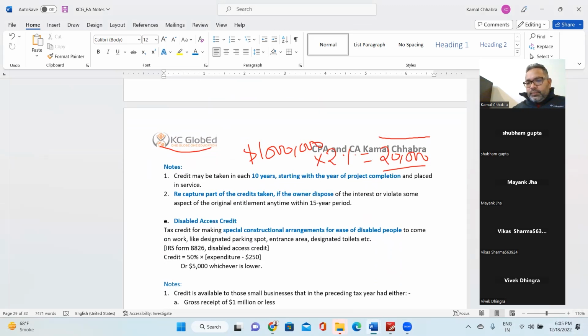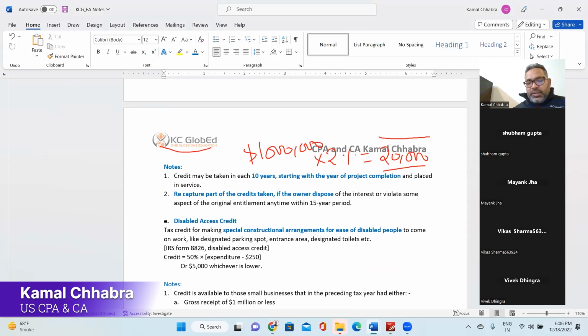credit may be taken in each of 10 years starting with the year of project completion. So that credit will not be available as and when you start. So credit will be available only when you have finished it, right? And for the next 10 years, you can avail this, right?